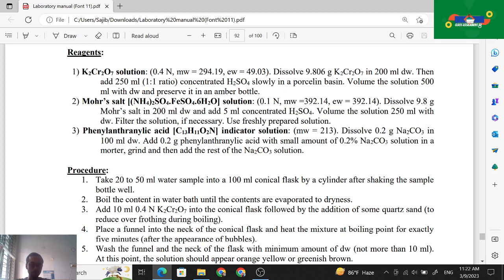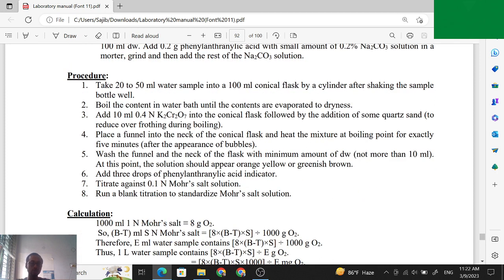Then the phenanthroline, C13H11O2N indicator, molecular weight 213. Dissolve 0.2 gram Na2CO3 in 100 ml DW. Add 0.2 gram of the indicator with a small amount of the 0.2% Na2CO3 solution in a mortar, grind, and then add the rest of the Na2CO3 solution.